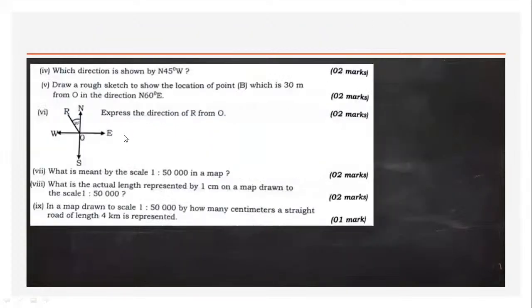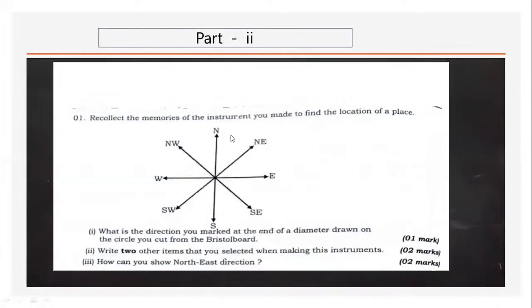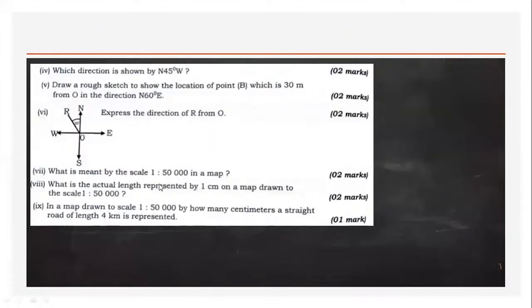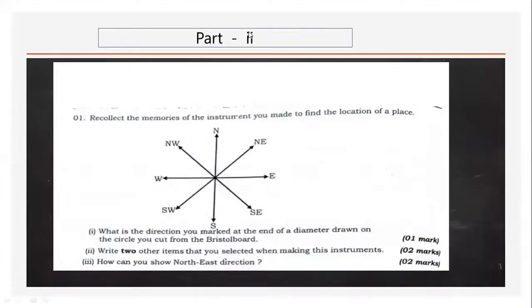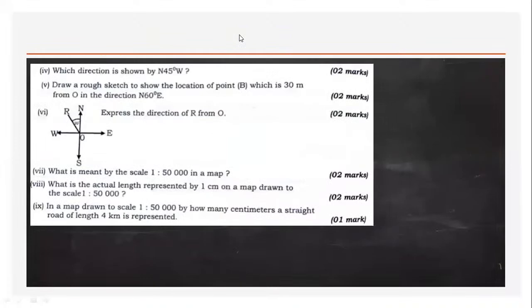Then which direction is shown by N45W? Now this is the west direction. Can you see what N45W means? It means this is the west, then 45 degrees in this direction. So that is northwest. We can read it as northwest. So I will write the answer here, northwest.